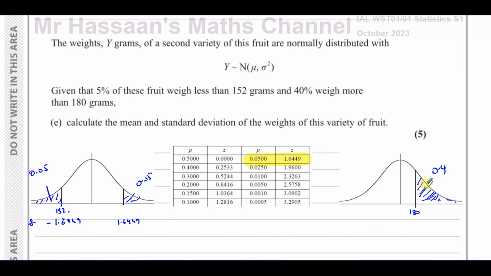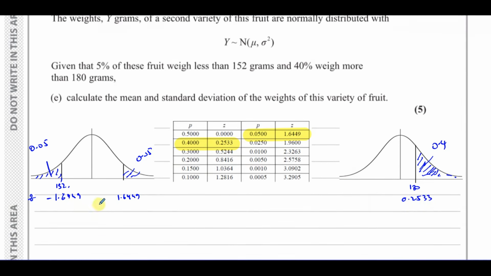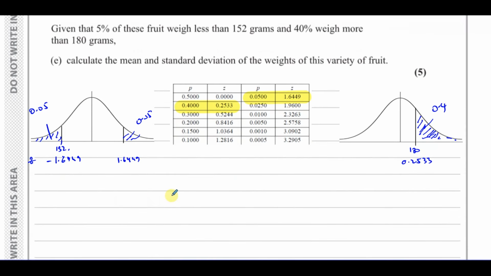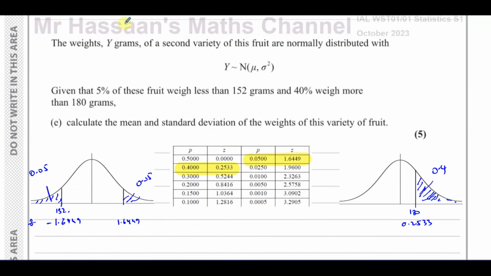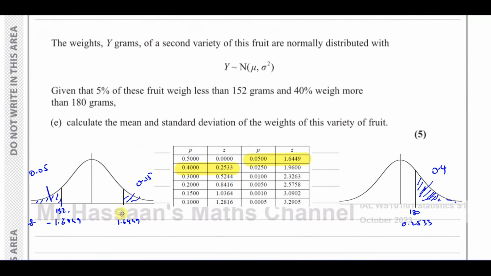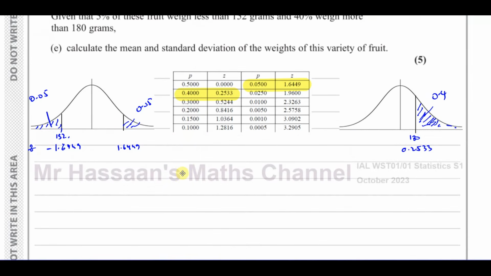And in this case here, we are looking for an area to the right. 0.4 is in our table. So the other part that we're looking for is this part over here, and that Z value is the correct Z value with the correct sign. So the Z value for this is 0.2533. So now I have worked out what the Z values are for those particular situations. I can now go ahead and answer the question without any issue. So let me just go ahead and answer the question now.